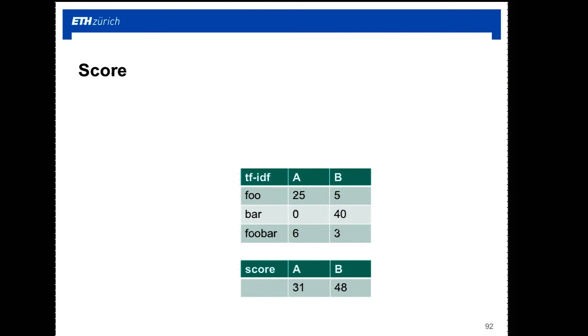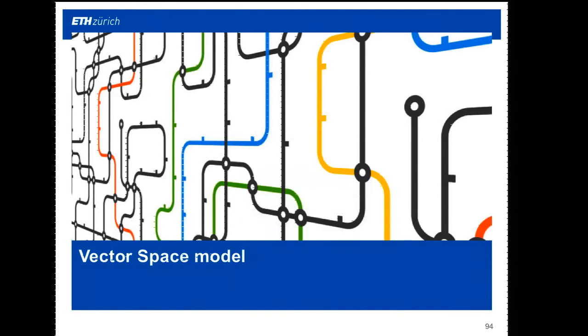Now, B is higher ranked than A. Why? Because we accounted for the fact, with the IDF, that foo bar is rarer. Okay? So we have a score. This is perfect. What did we do here? I didn't pronounce the word too much, but we are actually using vector spaces. This is what we are doing here.